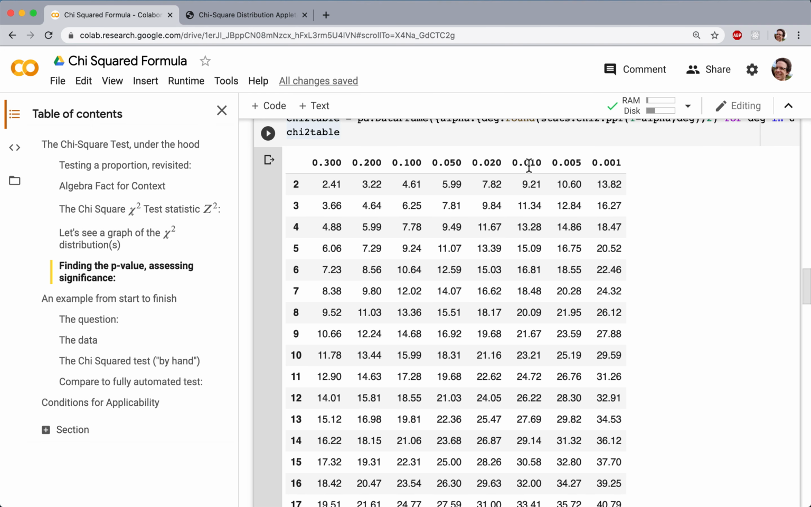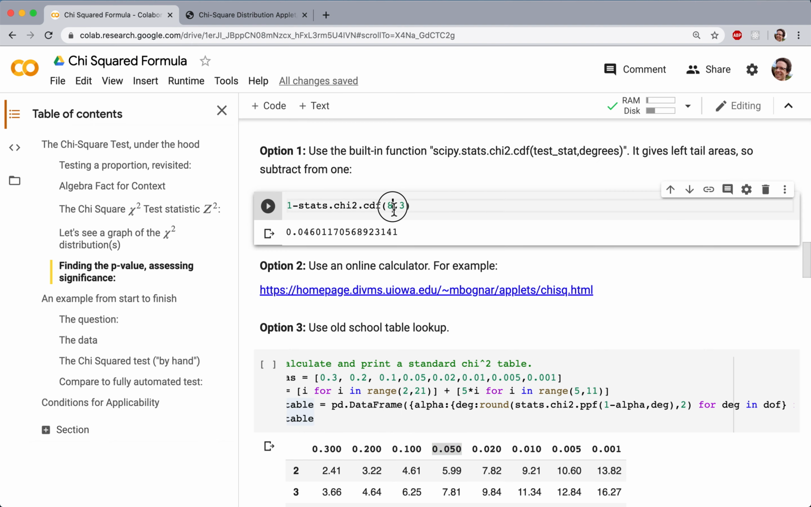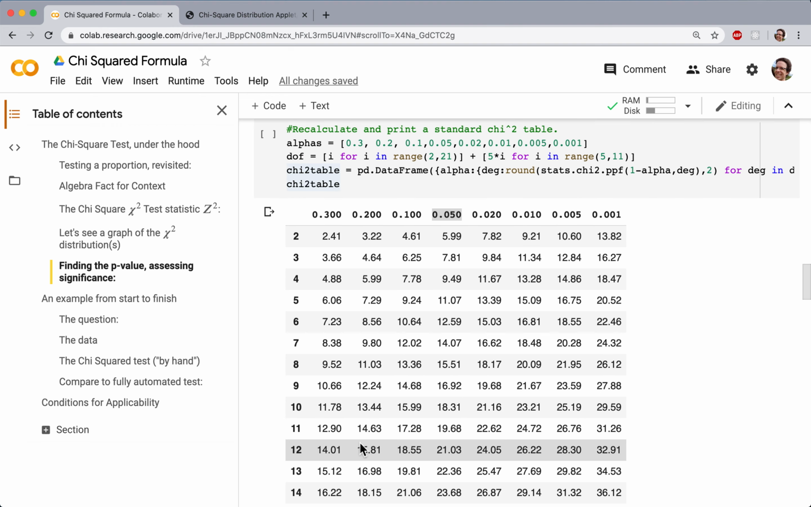Now across the top, what we have here is the alpha value. And because alpha equals 0.05 is kind of standard, you should focus on this column here, alpha equals 0.05. What we have across the side here is the number of degrees of freedom. So if we wanted to assess a hypothesis test for a chi-squared test and we got a test statistic of 8 with 3 degrees of freedom, what we would do is focus on this row with 3 degrees of freedom. And then we would read the alpha value here.